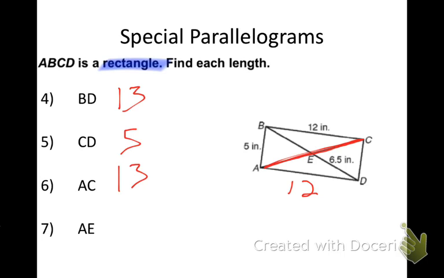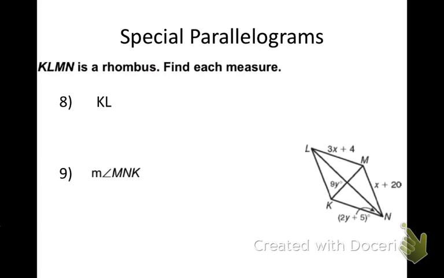I want to find AE. What would AE be? 6.5. Nice job. Again, AC is 13, so AE would have to be half of that. Next one. Number 8. I want to find KLMN is a rhombus.